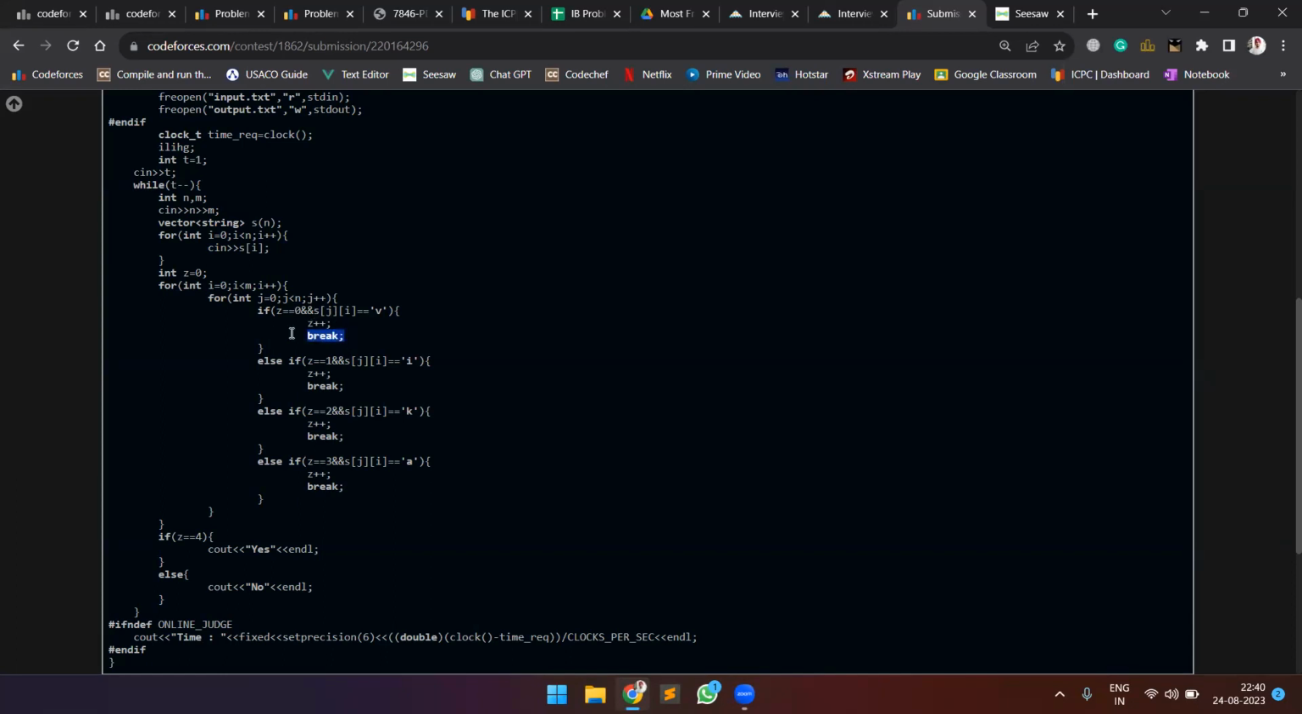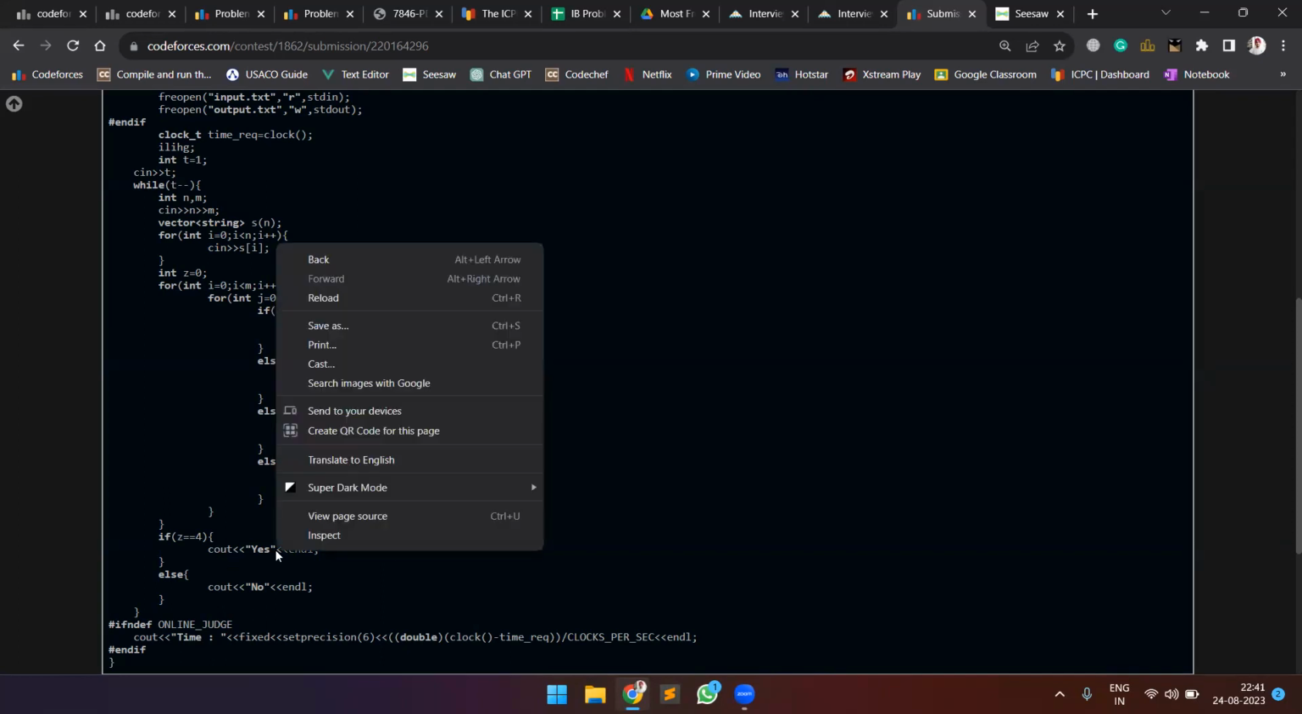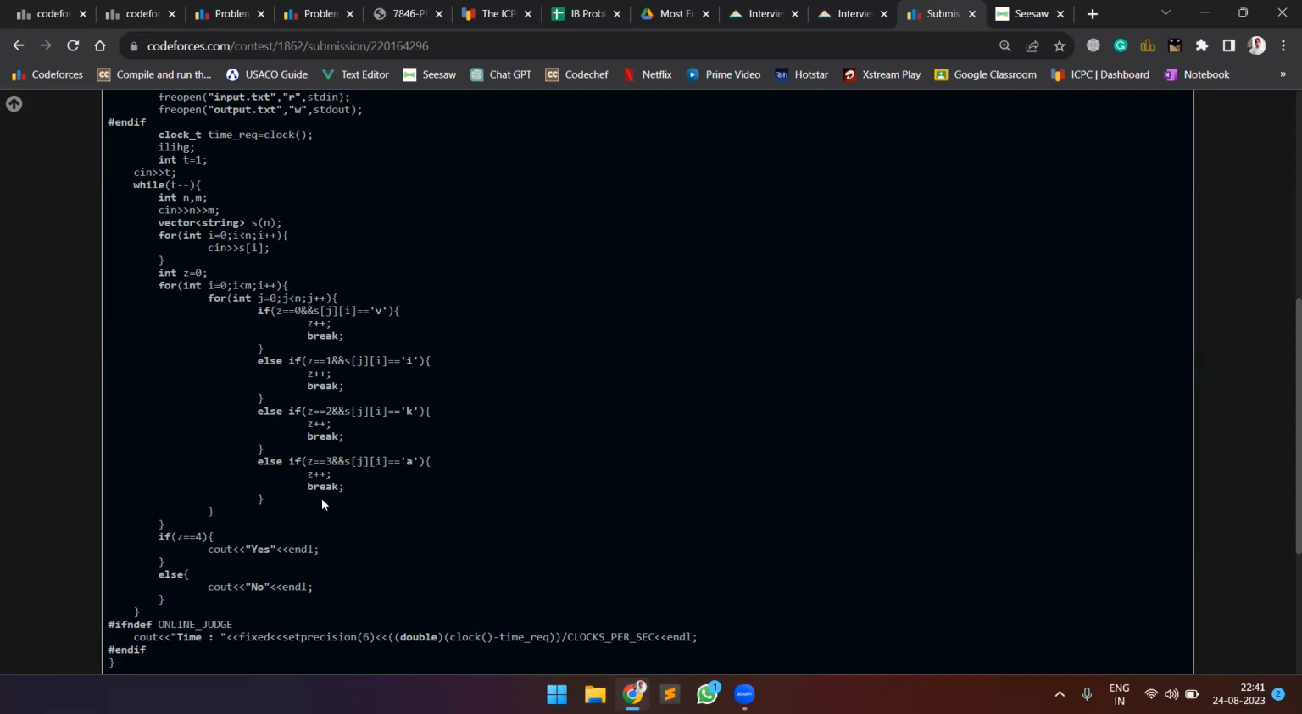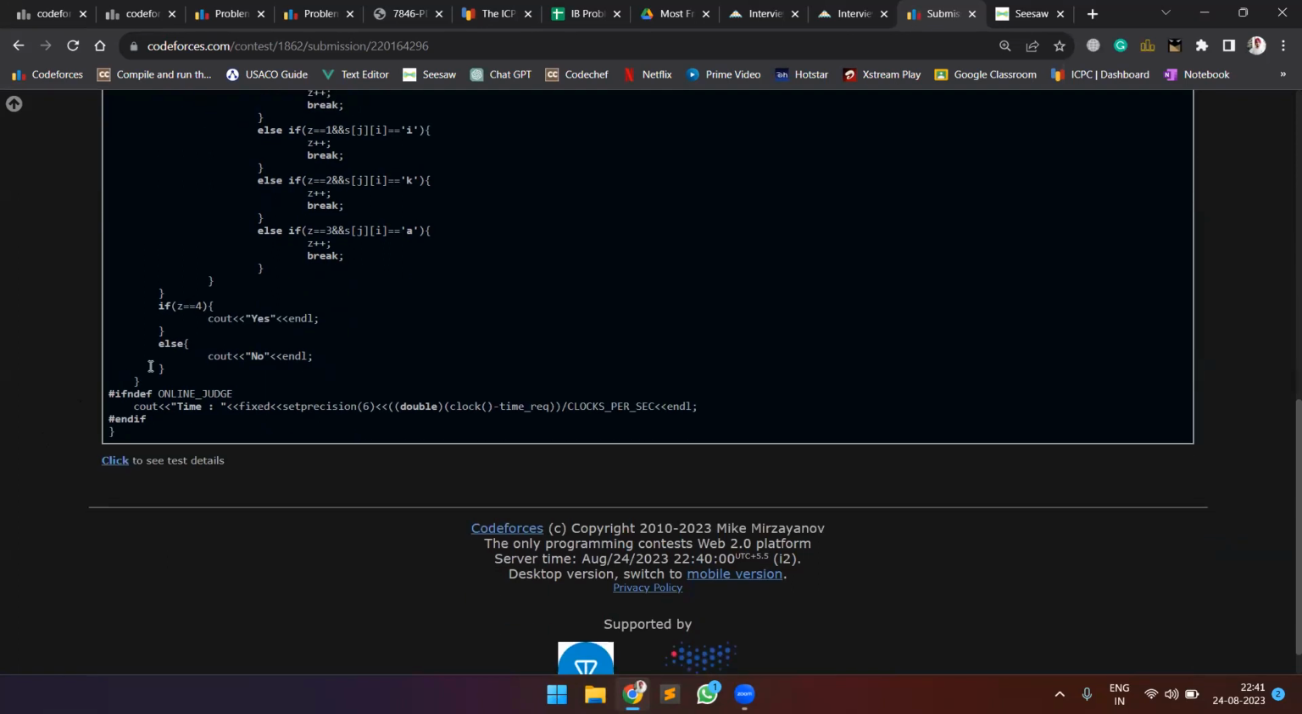So I have to break after I get any of the characters, and I'll move to the next column. And if in the end z is equal to 4, this means that when this case has occurred, z would be equal to 4, and after that it isn't going to increase, right? So z equal to 4 means I have been through every one of them, V, I, K, and A, and basically I've got Vika. So if z equals 4, the answer is yes, else it is no. If anyone has any doubt, can ask, else I'll move to the next question.